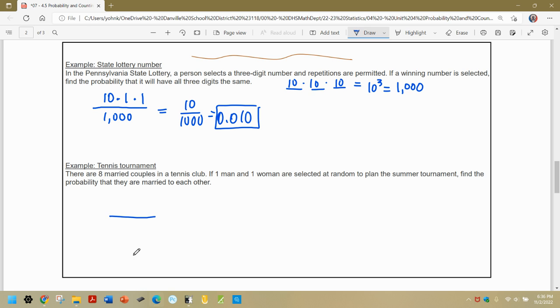Well, total number of possibilities. I got 8 men and I got 8 women. So there are 8 times 8 different possibilities for the men and women to be married. On the top, there are 8 ways that they could be married to each other because they're already married. So there are 8 ways they can pair up. That leaves me with only 1 out of 8 ways that they can be married to each other, and that's 0.125.